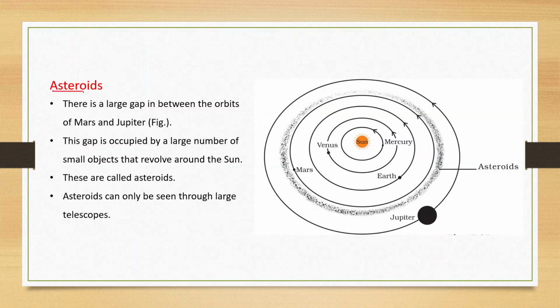First come to asteroids. There is a large gap in between the orbits of Mars and Jupiter. See this diagram. This is the orbit of Mars and this is the orbit of Jupiter. And this is the gap between these two orbits. This gap is occupied by a large number of small objects that revolve around the sun. Again, see the diagram. These are the small objects and these are called asteroids. Asteroids can only be seen through large telescopes.